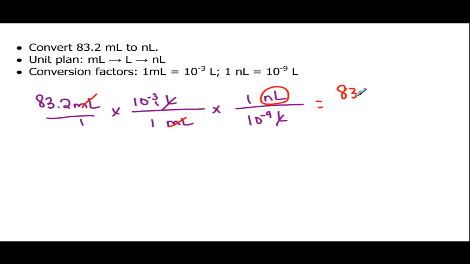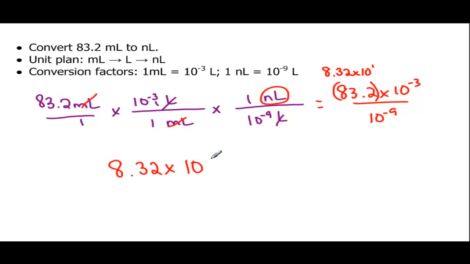So now we have 83.2 times 10 to the minus 3 over 10 to the minus 9, and we can plug that into our calculator, or we can solve it using our exponents. So if I do that, I would do 8.32 times 10 to the 1 for that guy, and that would make my math a little easier. And my answer would be 8.32 times 10 to the 7 nanoliters, because we would have 10 to the minus 2 over 10 to the minus 9. So minus 2 minus a minus 9, we subtract, so you get 7.